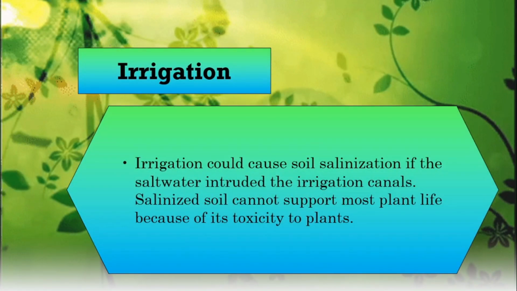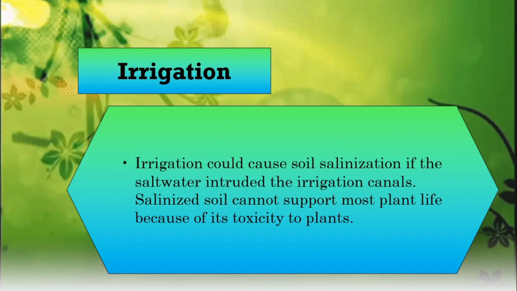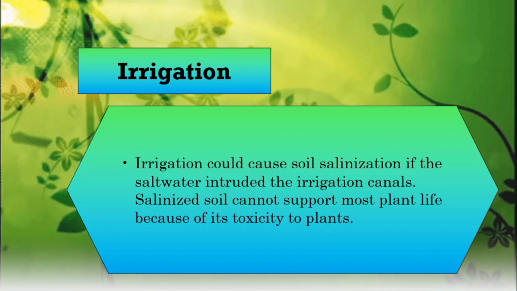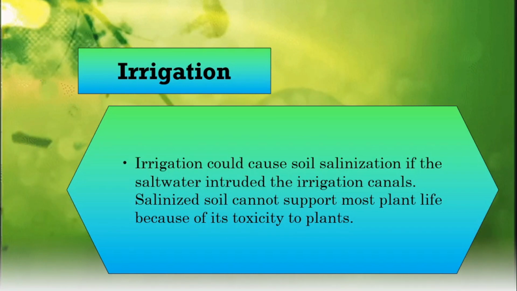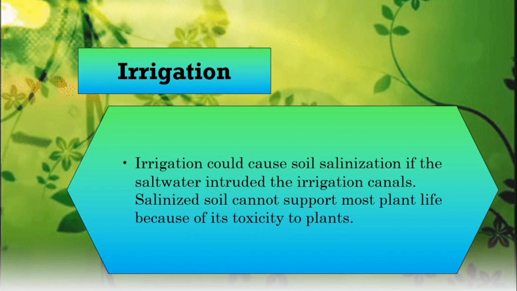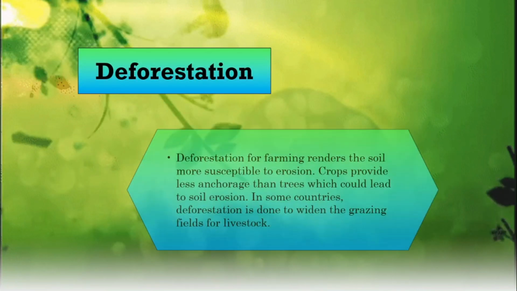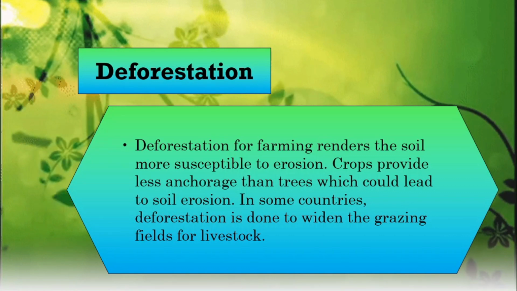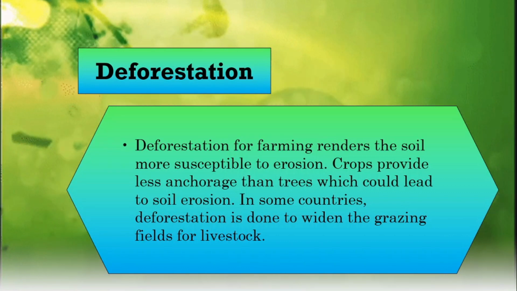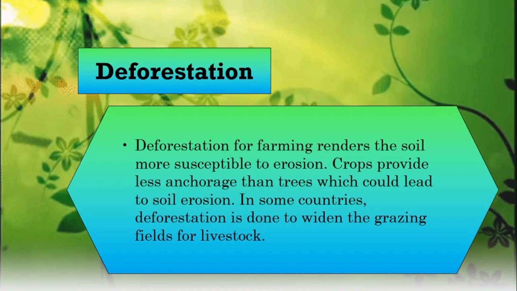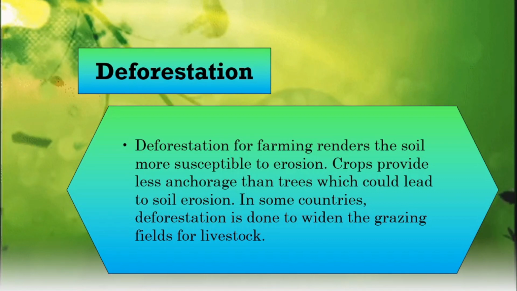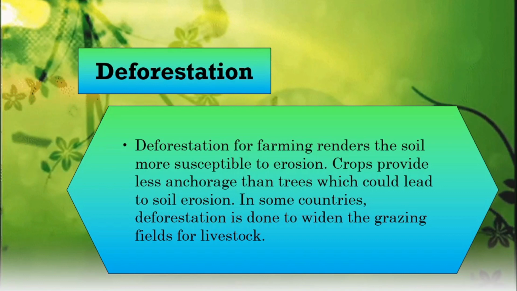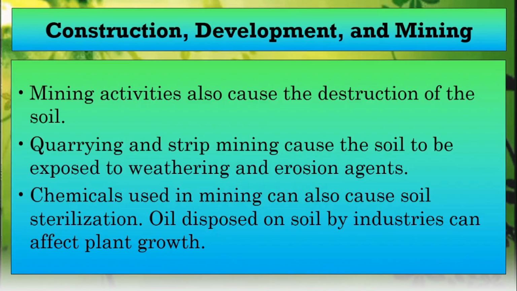Next is irrigation. Irrigation could cause soil salinization if the salt water intruded the irrigation canals. Salinized soil cannot support most plant life because of its toxicity to plants. And last is deforestation. Deforestation for farming renders the soil more susceptible to erosion. Crops provide less anchorage than trees, which could lead to soil erosion. In some countries, deforestation is done to widen the grazing fields for livestock.